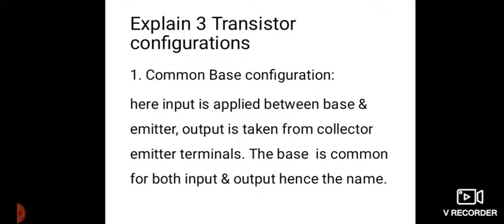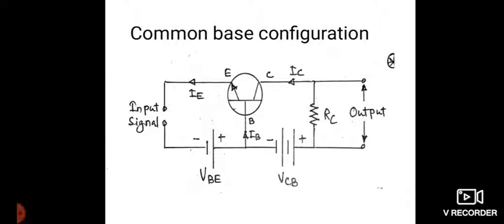Now, next question is explain three transistor configurations. First transistor configuration is common base configuration. Here the input is applied between base and emitter, the output is taken from collector and emitter terminals. In this, the base terminal is common for both input and output, hence the name is common base configuration. You can refer the circuit diagram here.